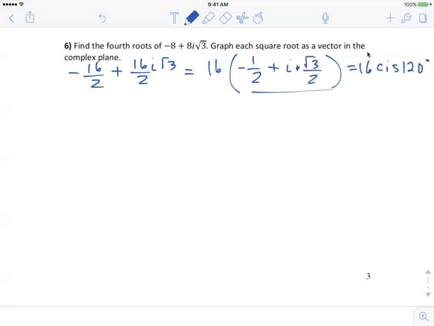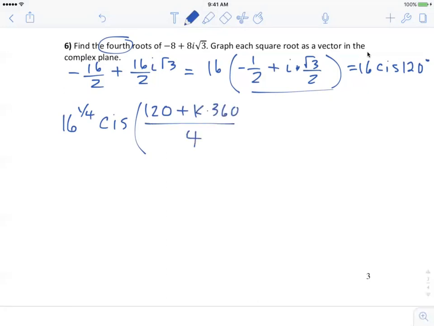So then it's fourth roots, n is 4. We're going to have 16 to the power of 1 over 4, cis, theta is my 120, and then plus always k 360 all over n, 4. 16 to the power of 1/4 is 2, right? It's 2 times 2 times 2 times 2, 16. And then I'm going to break this up. 120 divided by 4 is 30. 360 divided by 4, 90?